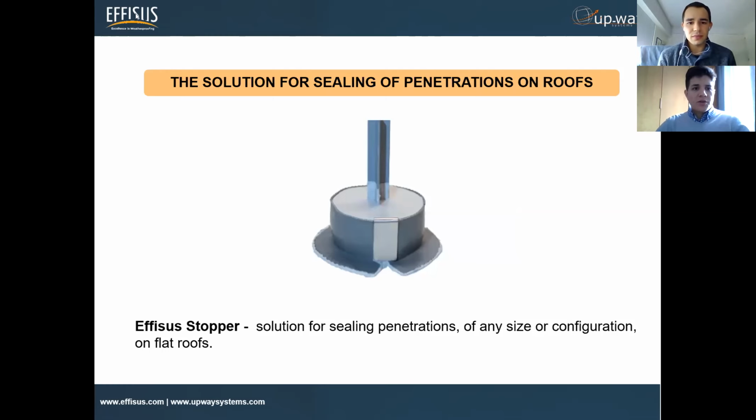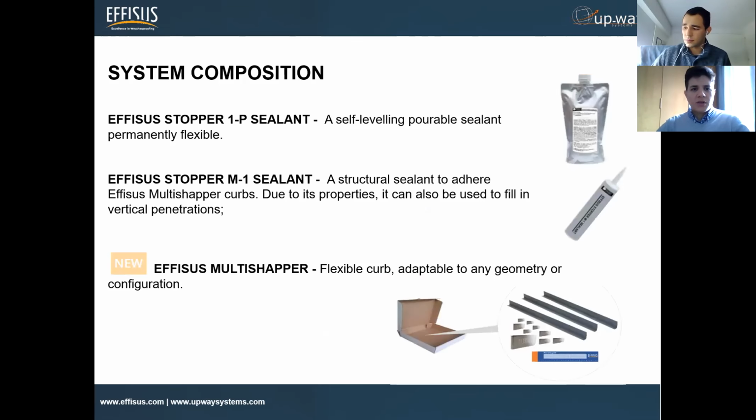Absolutely, got it. So here is the solution that we decided to bring today, and we call it Effisus Stopper. This is a solution for sealing of penetration on roofs. It's interesting to mention that, as you'll see later when it comes to the application and the aspects of the solution, it fits pretty much any type of configuration on flat roofs.